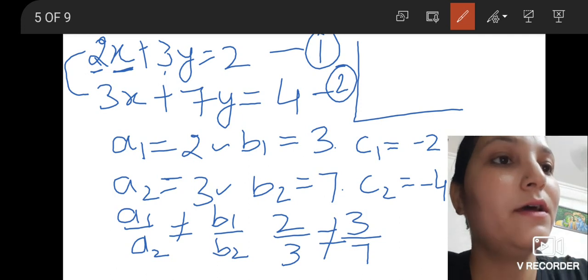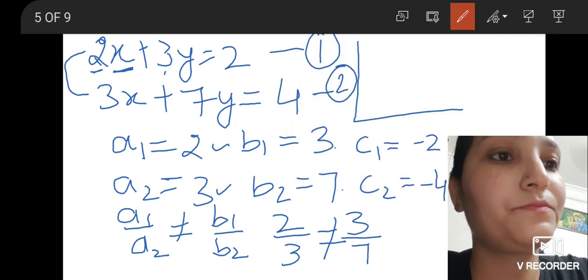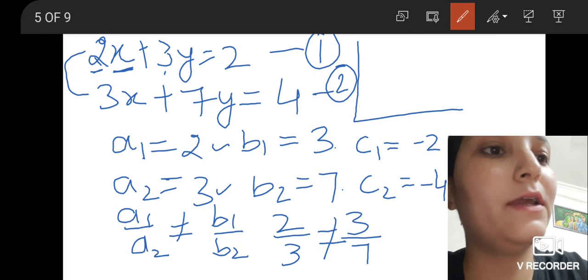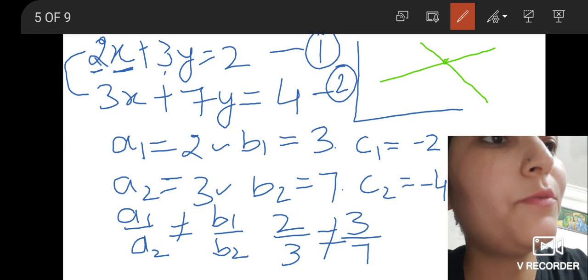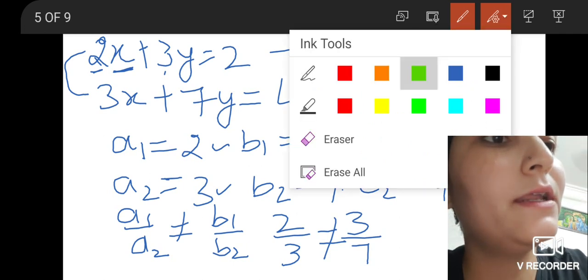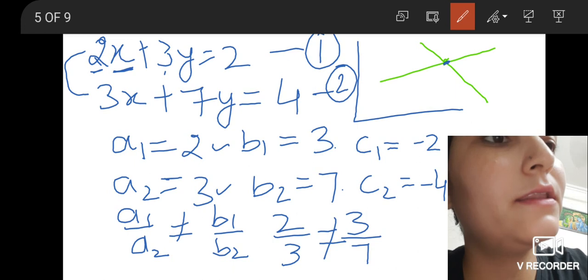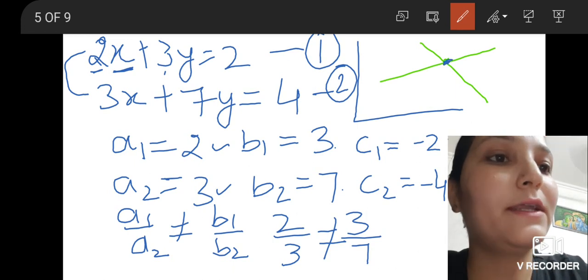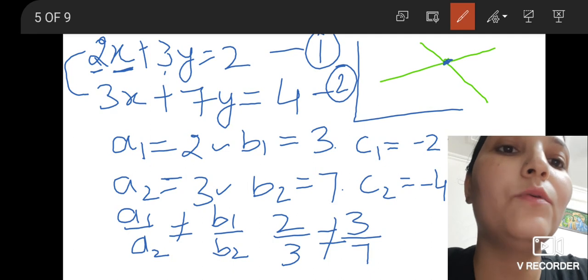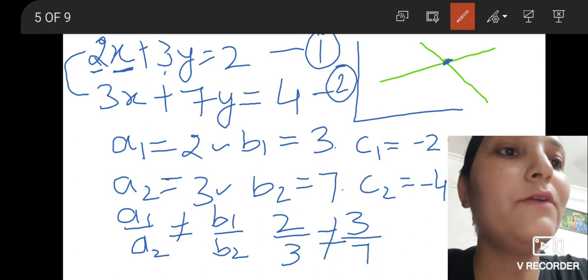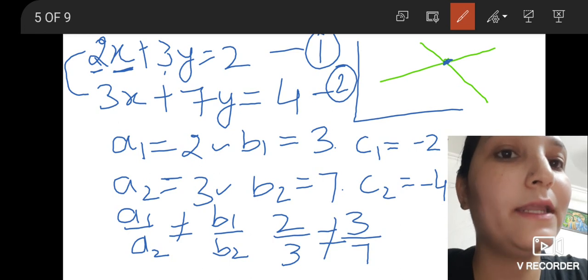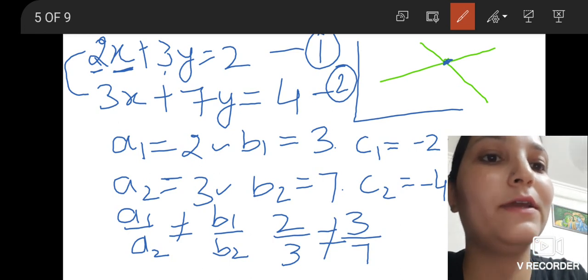Intersecting lines have only one solution. Let me show you. Suppose equation 1 makes this type of line and equation 2 makes this type of line. They intersect at only one point, this point, so they have only one solution. So an intersecting pair has only one solution. This is the first pair of linear equations.